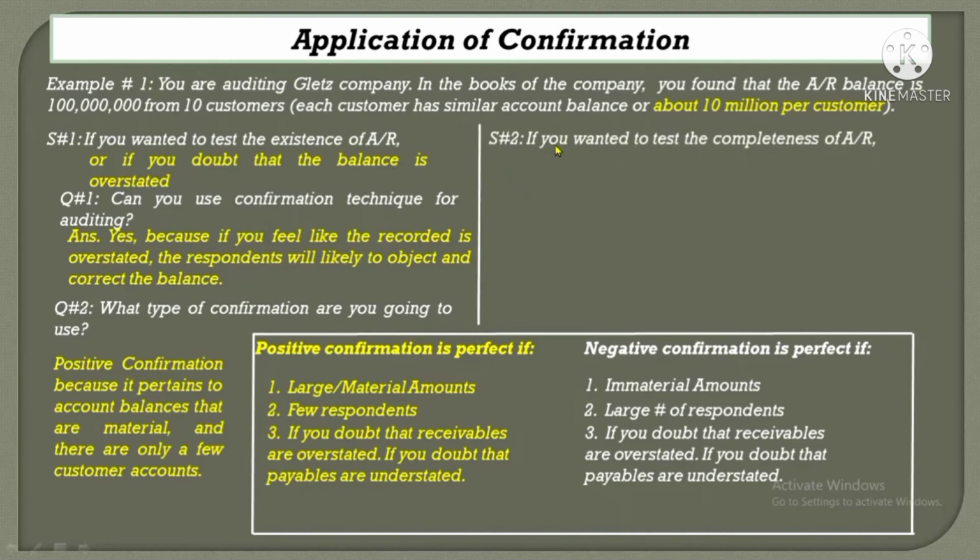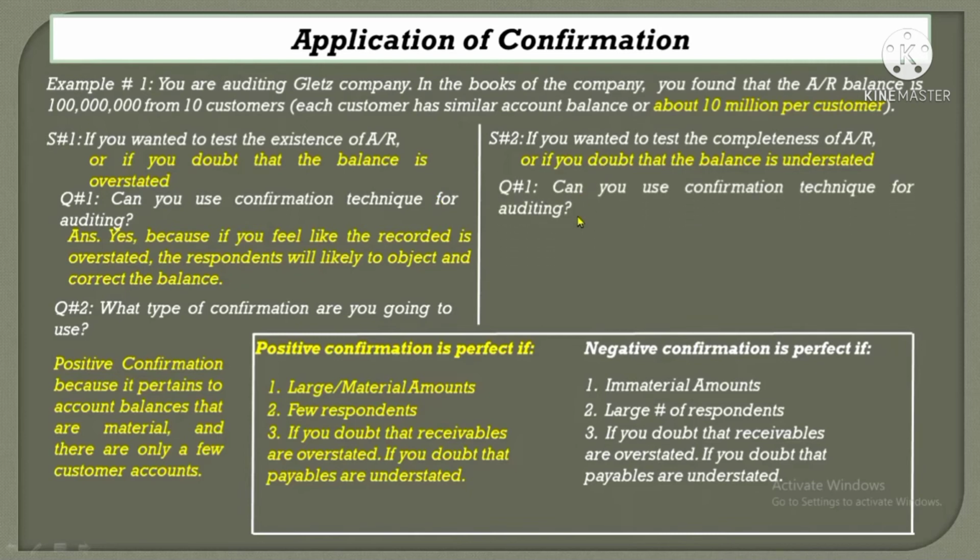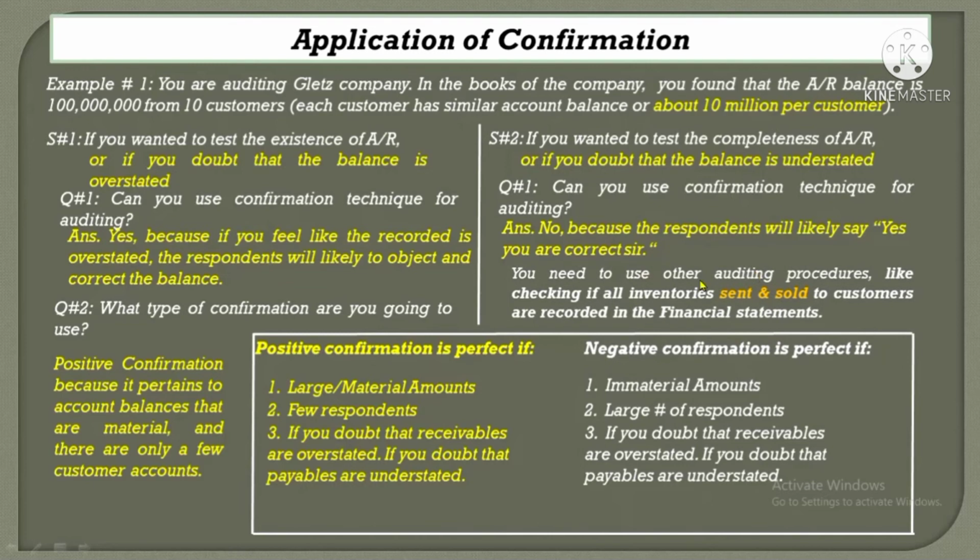Now let's go to situation number 2. If you want to test the completeness of accounts receivable, or in simple terms, if you doubt that the balances are understated, the same question as in number 1 here. Can you use the confirmation technique for auditing? Answer, no, because the respondents will likely say, yes, you're correct, sir. That's your receivable from us. And since you cannot use the confirmation technique, you need to use other auditing procedures. Like for example, checking if all inventories sent and sold to customers are recorded in the financial statements.